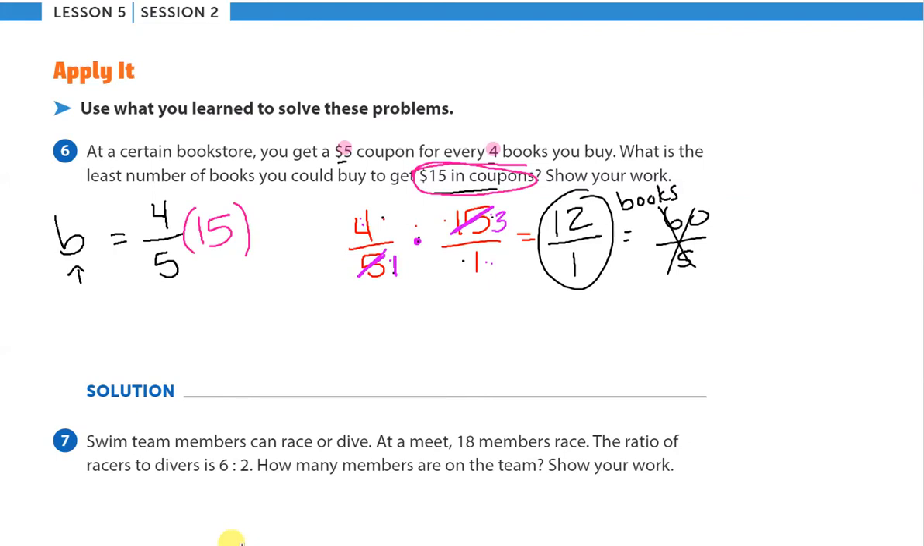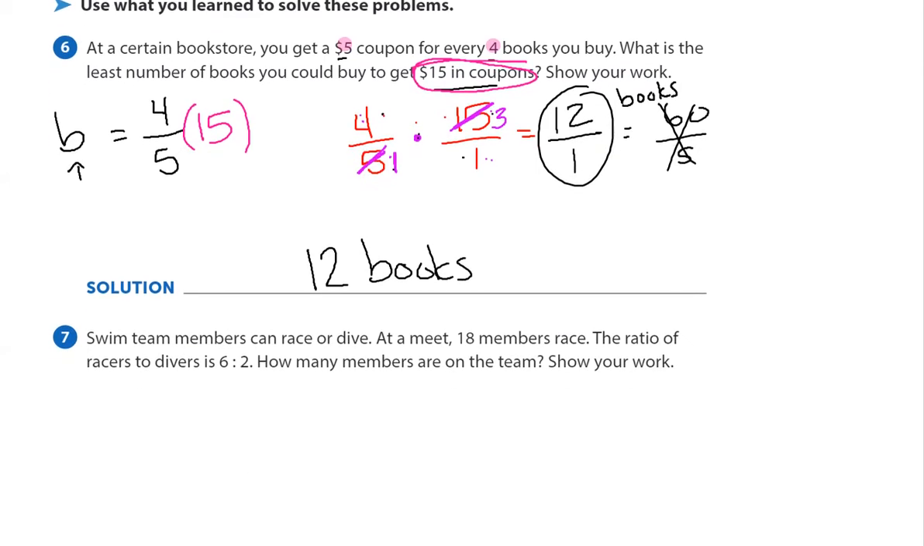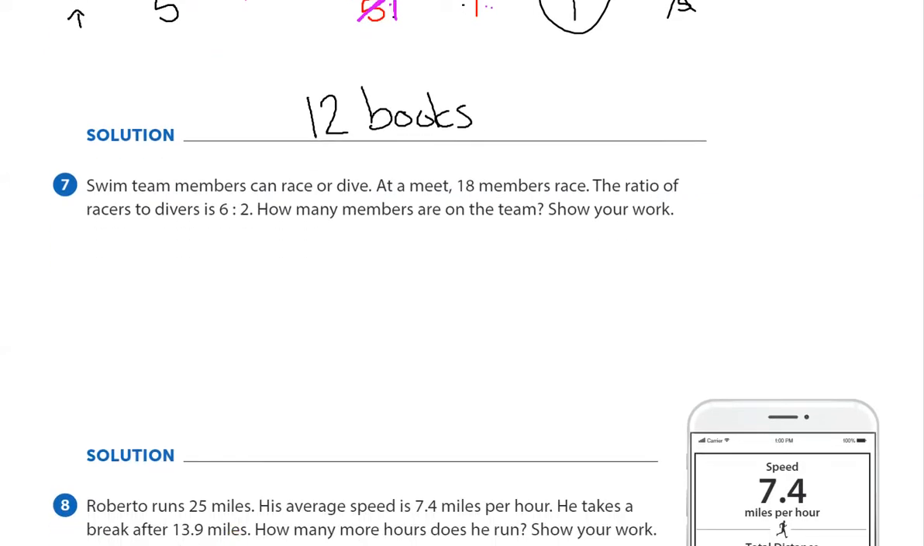We'll give you the $15 in coupons. 12 books. If you solve that another way, that's fine. But practice at least finding the constant of proportionality.